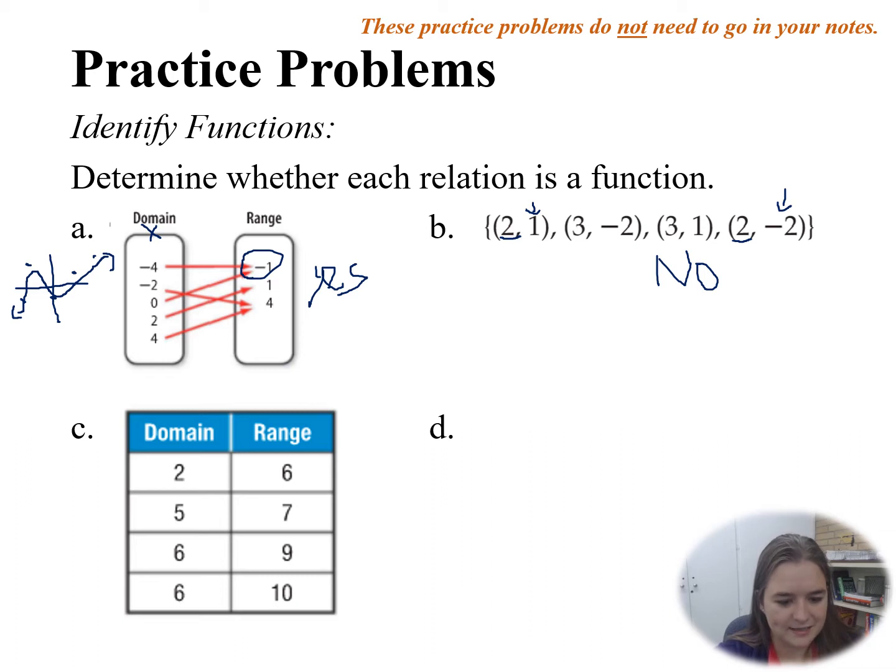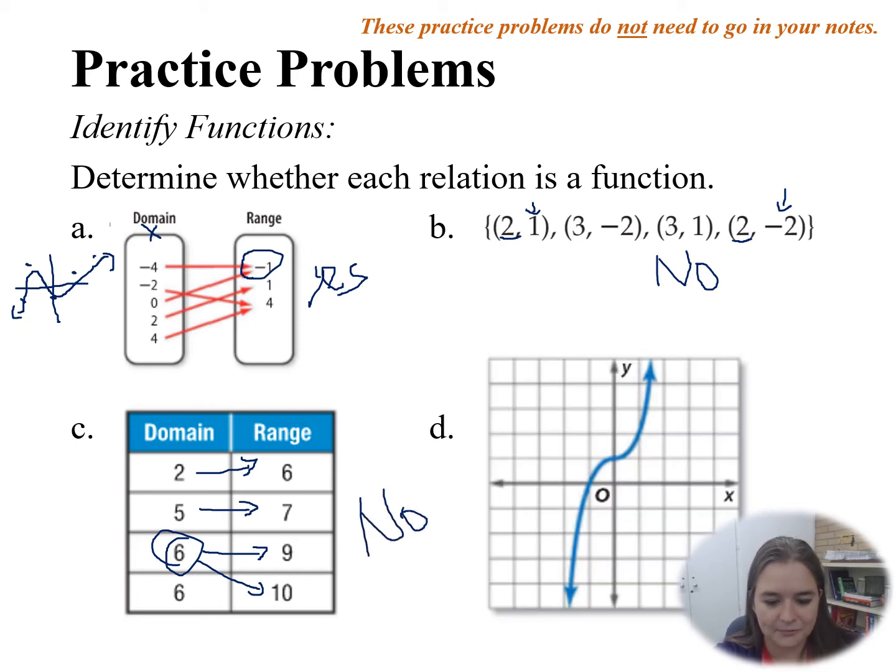Next one, again, that same idea here. My domain of 1 is partnered with 1, domain of 5 partners with 7, but a domain of 6 can either give me a range of 9 or it can give me a range of 10. So if I have 2 arrows coming out of my domain, if my domain can have multiple answers for the range, it is not a function. So this one is another no.